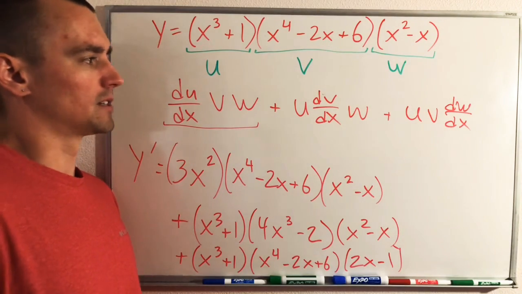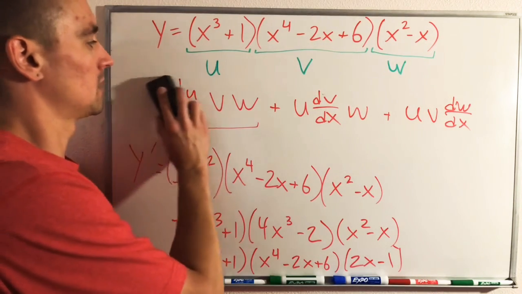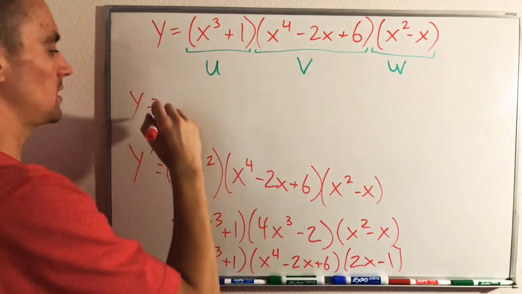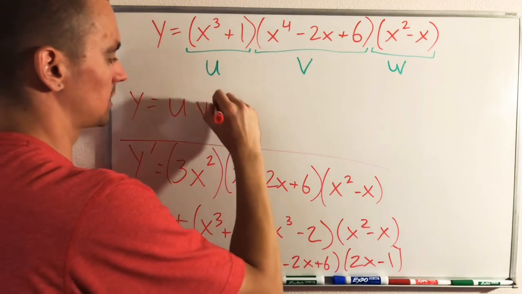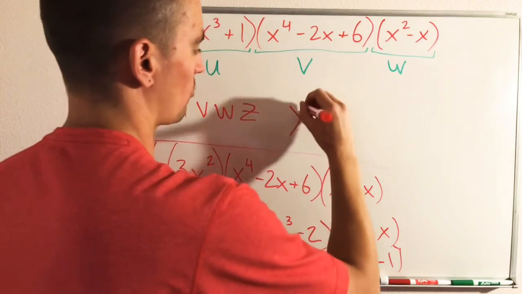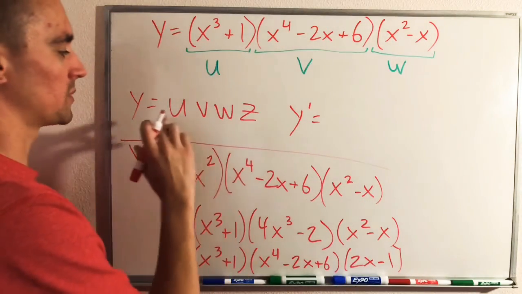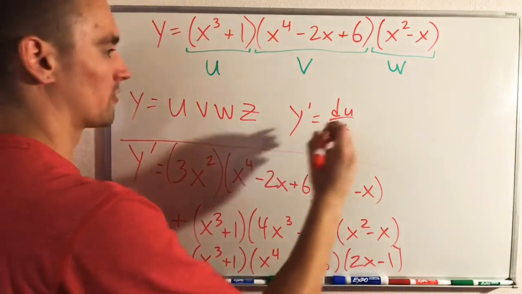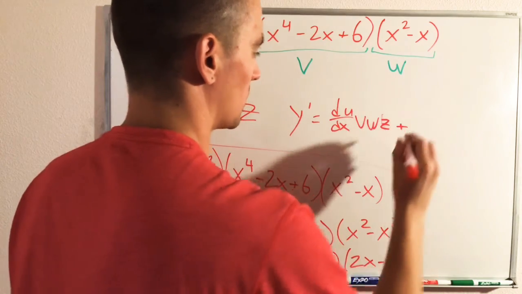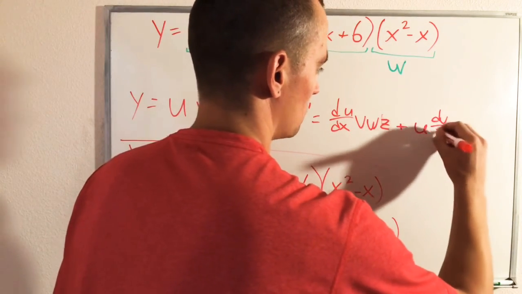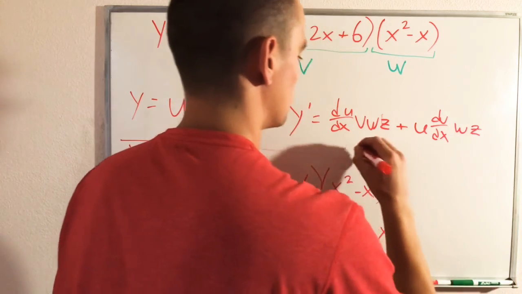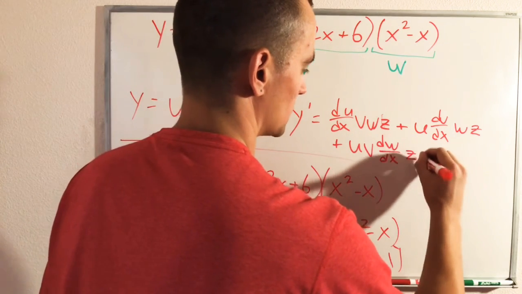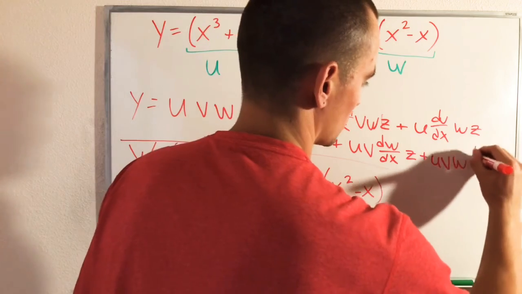So like I said, just to touch on, if we were doing some function that could be broken down into 4 different pieces being multiplied together. So let's say we had y equals u times v times w times z. The derivative of y would be these 4 things, but take the derivative of a different one each time. So it would be du dx in the first term times v times w times z plus u times the derivative of v times w times z plus u times v times the derivative of w times z plus u times v times w times the derivative of z.